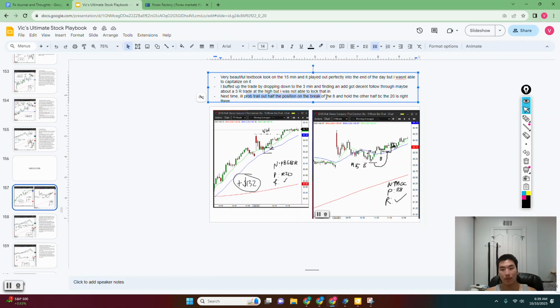Trail out half on the break of the 8, right? So half would have been gone. Hold the other half because the 20, the support, is coming right there. Never breaks and actually triggers. So I would have added the 5 that I just took off back on, with the stop right under at even, and then this goes. So I would have made a lot more money, but that wasn't the case.